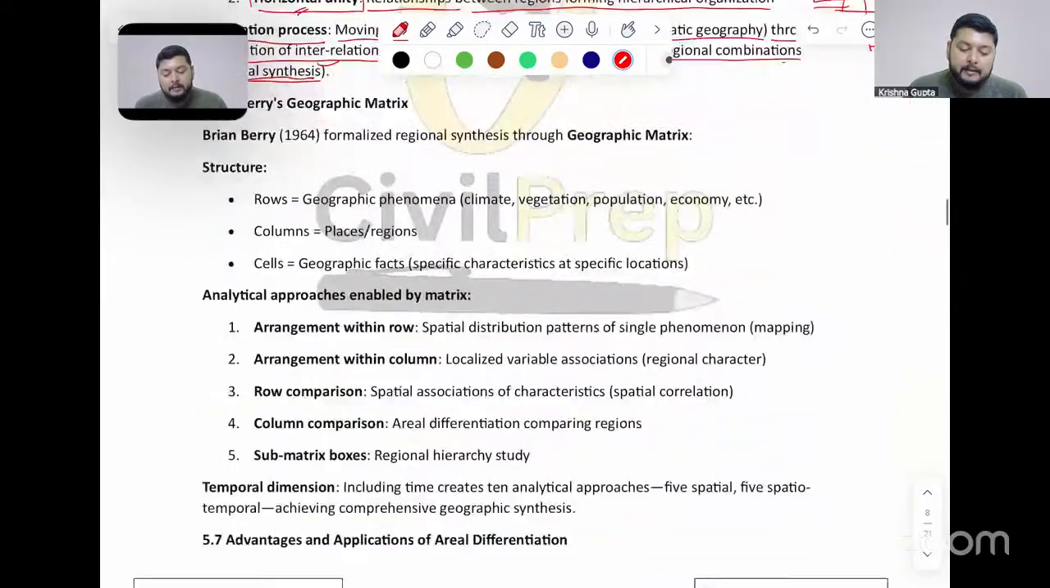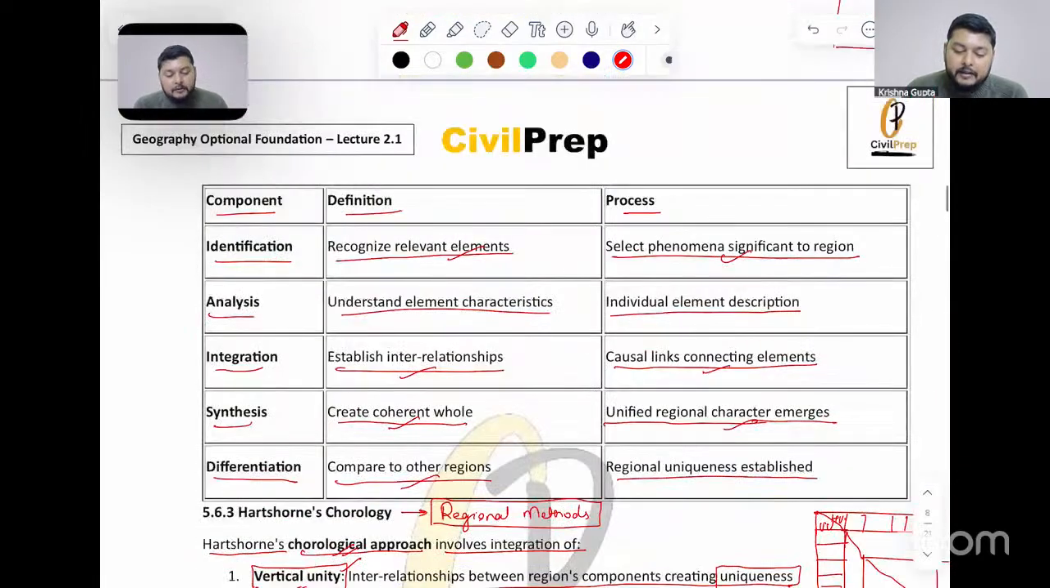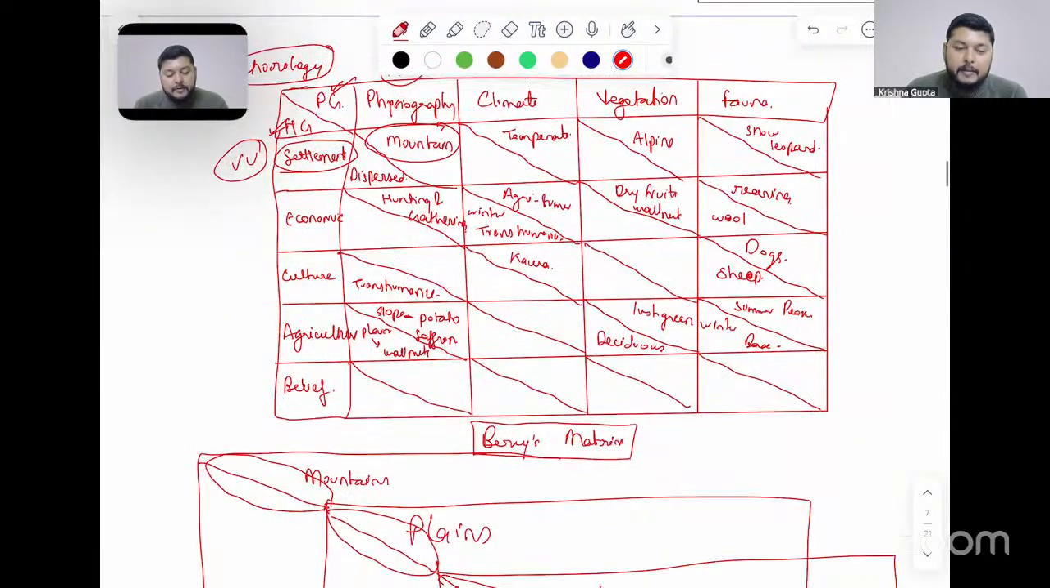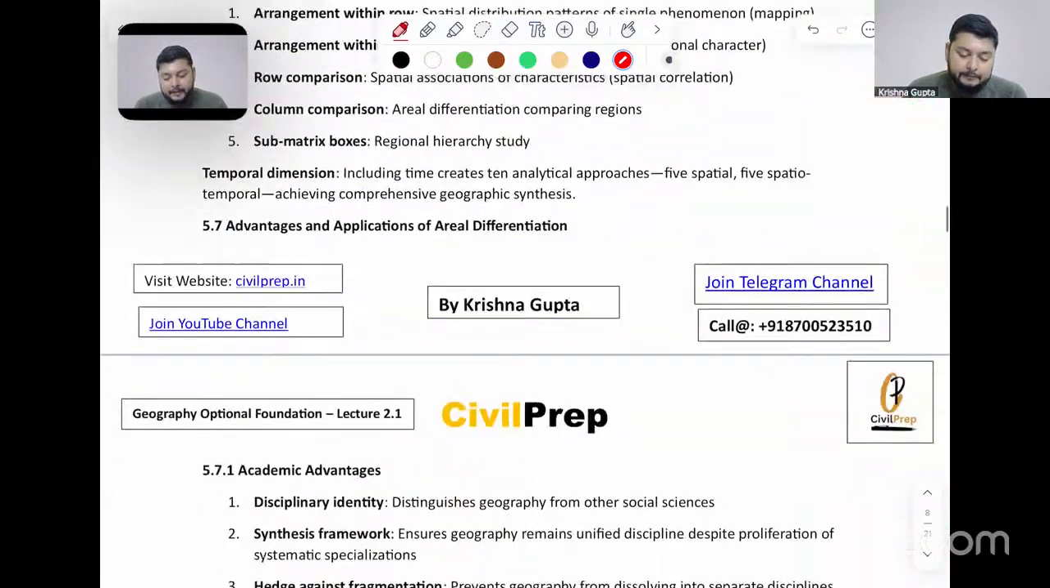Okay, but Hartshorne has given the idea of how this can be done. He has not given the basic approach of how we have to arrange all these things together. This was basically done by Brian Barry. In 1964, he formalized the regional synthesis through this geographic matrix. This is the geographic matrix we are talking about, which is given by Barry here.